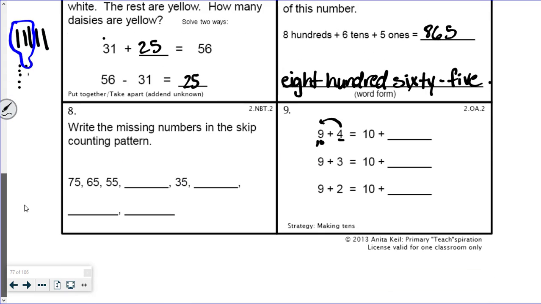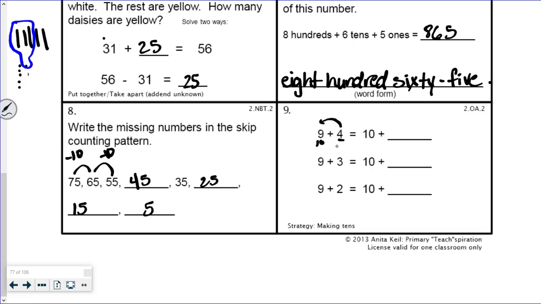All right, on to number 8. Write the missing numbers in the skip counting pattern. So 75, 65, 55. Each time we're hopping, right, we're going back 10. We're taking away 10 each time. So 55, take away 10. It's going to be a 4 in the tens place. We keep the 5. Take away 10, we get a 3 in the tens place. Take away 10, we get a 2 in the tens place, so 25. Take away 10, we get a 1 in the tens place, so 15. Take away 10, we get a 0 in the tens place, so I don't have to write it, but we do have 5 ones, so I have to write those.